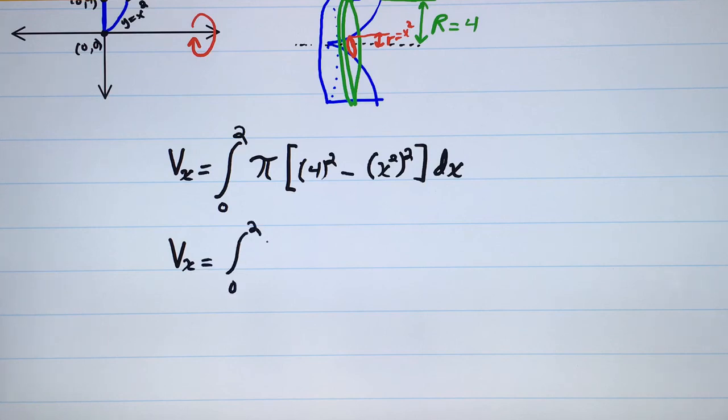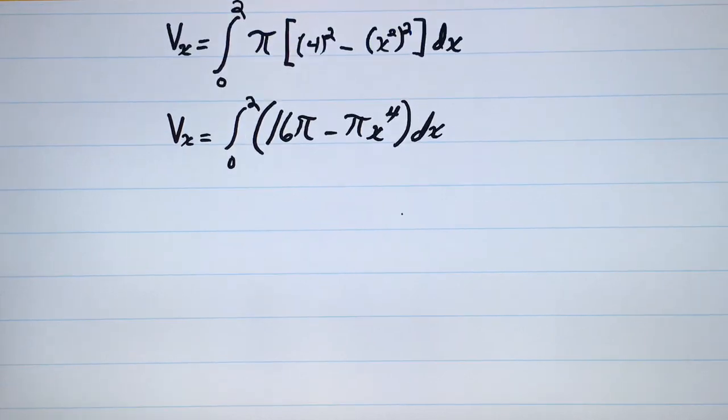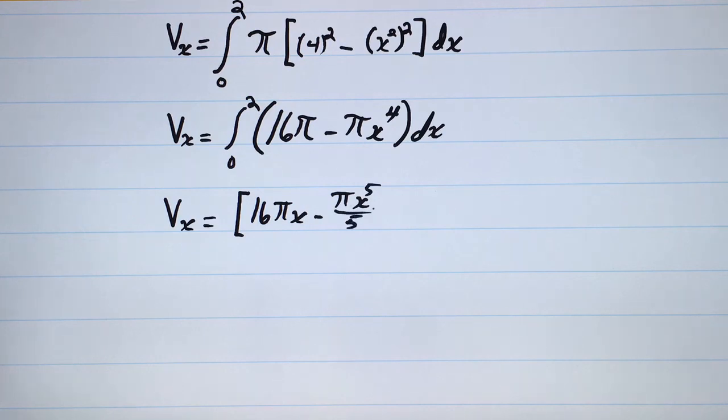And then looking at the distribution, we have pi times 4 squared, so we can say we have 16 pi minus pi times x to the second squared, that's going to be x to the fourth. And then looking at what we have for the attainment of the volume, we have for V of x the antiderivatives: 16 pi x minus pi times x to the fifth over 5, as x goes from 0 to 2.